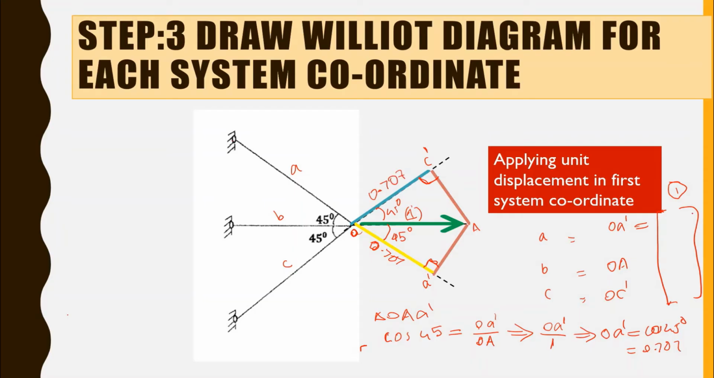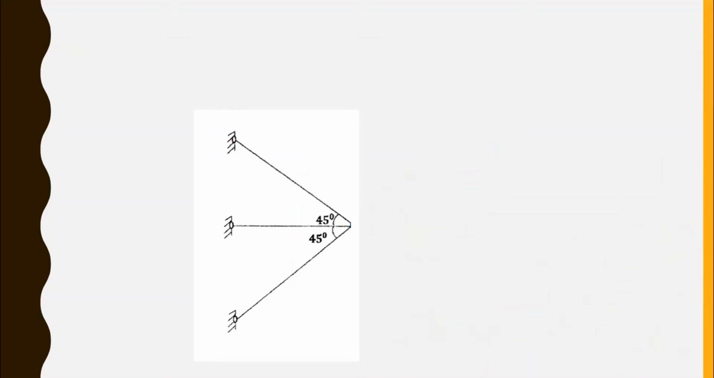Similarly OC dash will also be 0.707. So the elements in the displacement transformation matrix, when I apply unit displacement in the direction of first system coordinate, will be 0.707, and for B it is unity, since the length of OA is unity, and for OC dash it is also 0.707. Clear? Okay, now we will draw another Williot diagram for the second system coordinate.